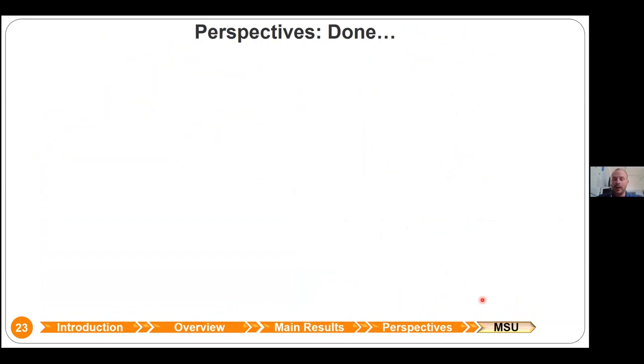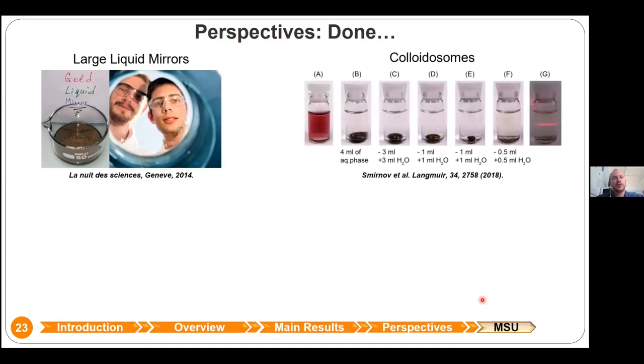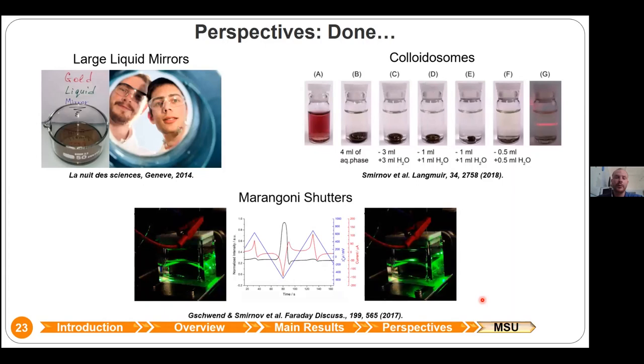Okay, so about perspectives, what has been done already? We made very large mirrors in space. In principle, we can do up to 20, 30 centimeters with no problem. We tried to play around with colloidosomes. Colloidosomes are a kind of small drop of one liquid in another one, covered by nanoparticles. We also played with Marangoni shutters. All the stories that I told you about controlling the positioning of nanoparticles at the liquid-liquid interface, we did with Marangoni shutters, and we showed that in principle this is possible.